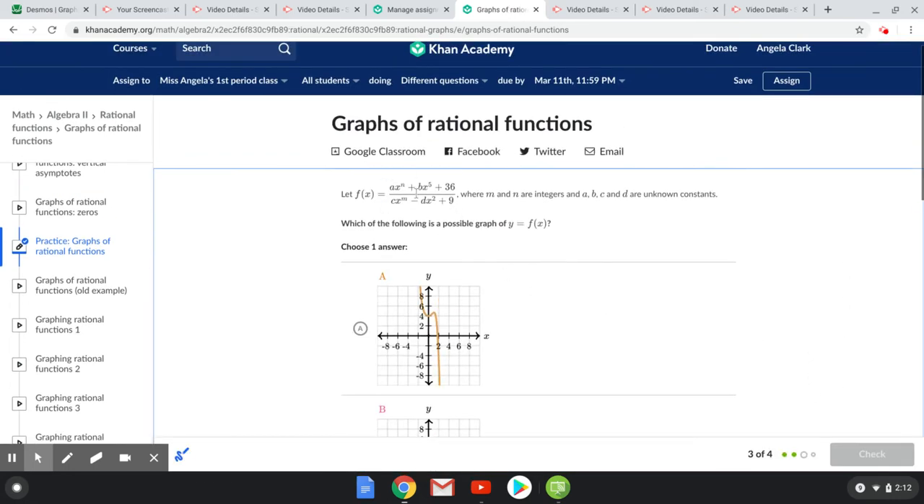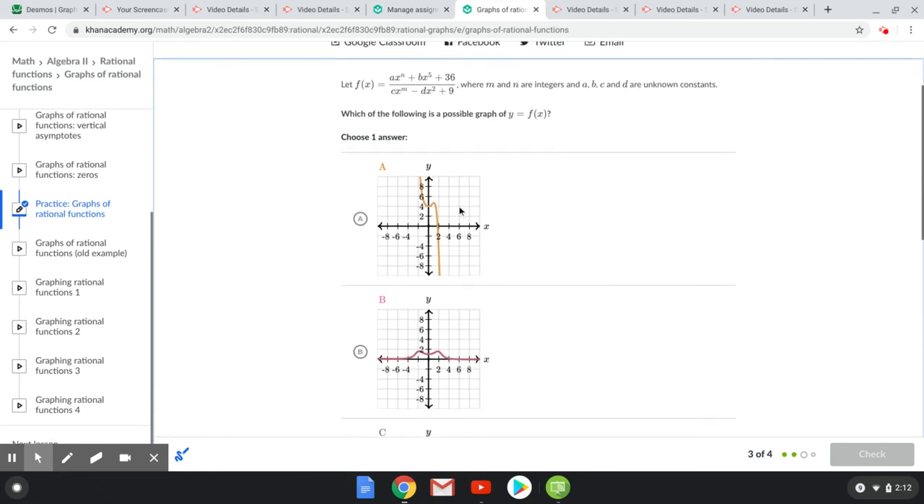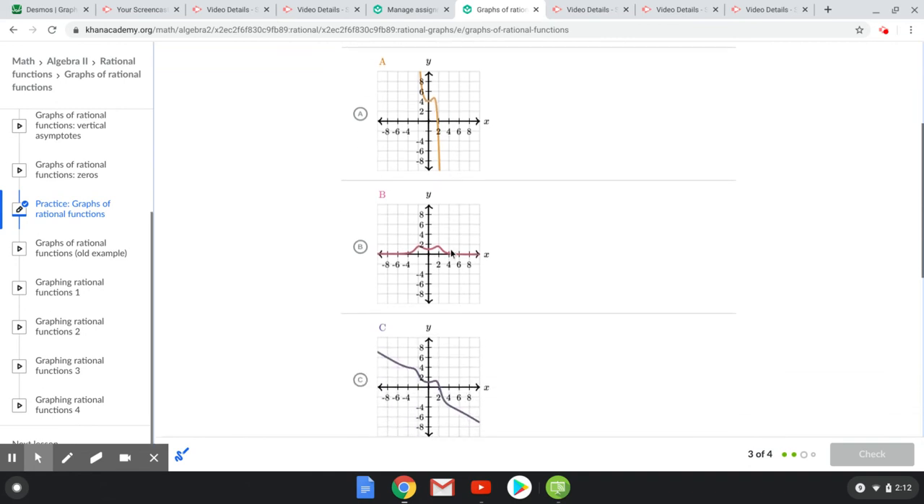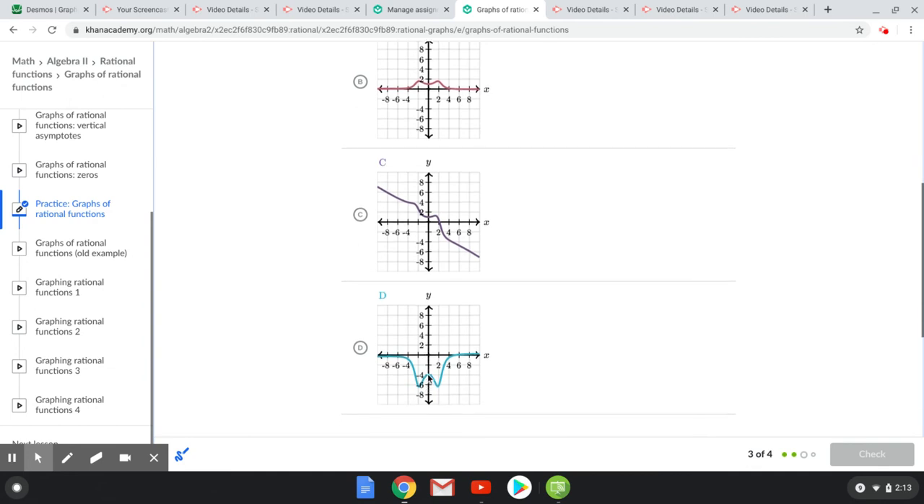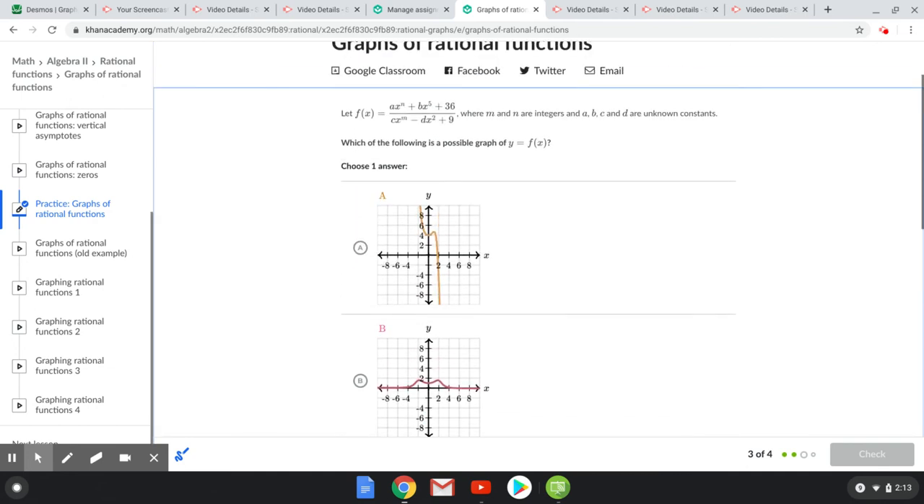Okay. In this one, all we're given are these last two numbers. So with this, we can find y-intercepts, because y-intercepts occur when x equals 0. So if I plug in 0 for x, all of these are going to go away. I'm going to be left with 36 divided by 9, which is 4. So I'm going to have a y-intercept at 4. This one has a y-intercept at 4. This one doesn't. This one doesn't. This one doesn't. This is at -4. So it has to be this one.